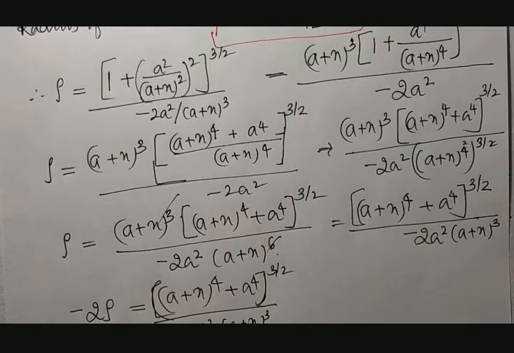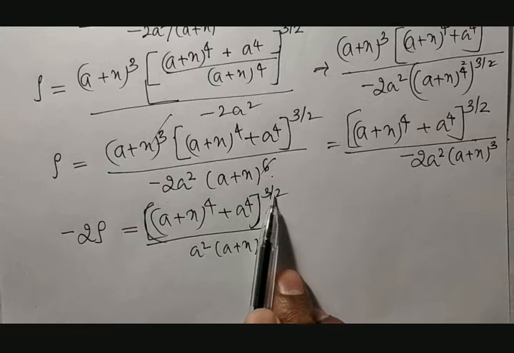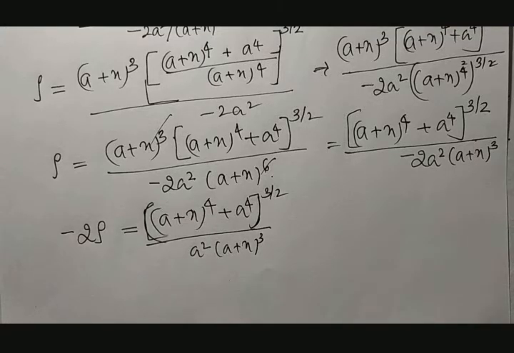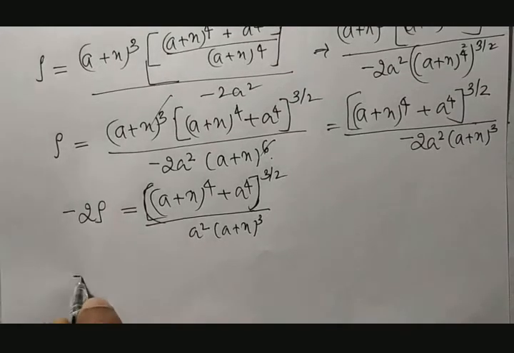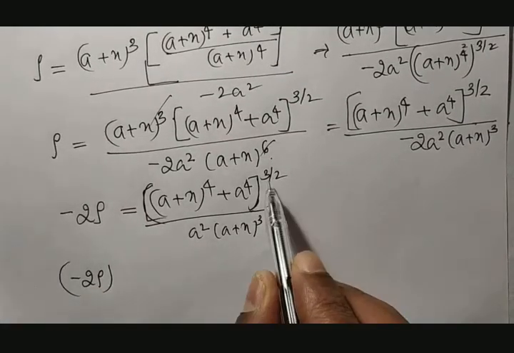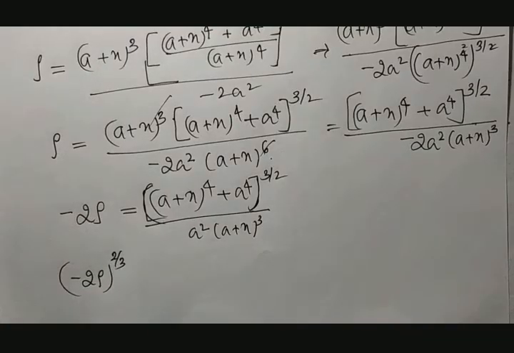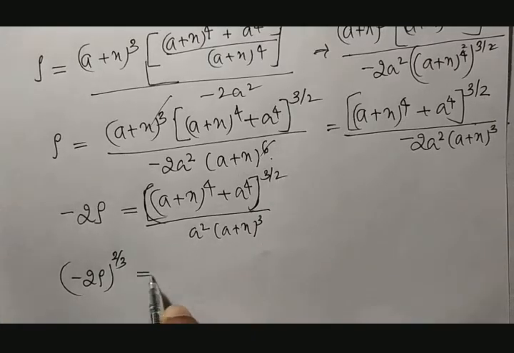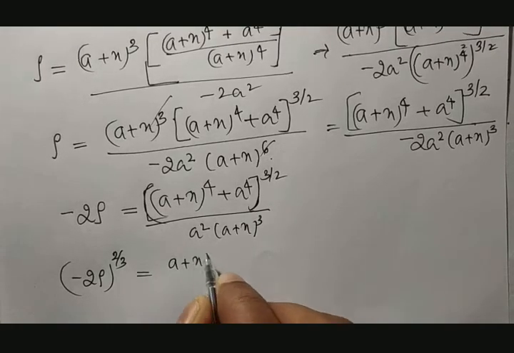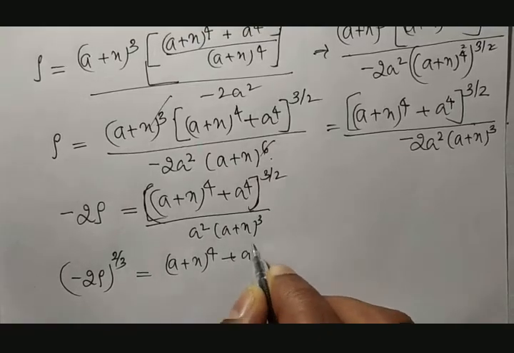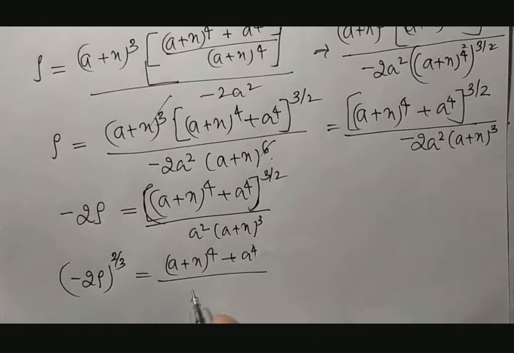Now what we do to remove this power, we will apply inverse power for this. When we apply inverse power, then it becomes minus 2 times rho raised to 2 by 3. Okay, we are applying its inverse power, reverse power, is equal to a plus x raised to 4 plus a raised to 4 divided by this a square raised to 2 by 3.